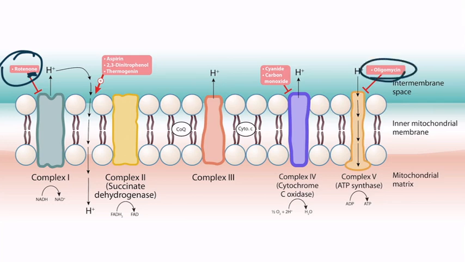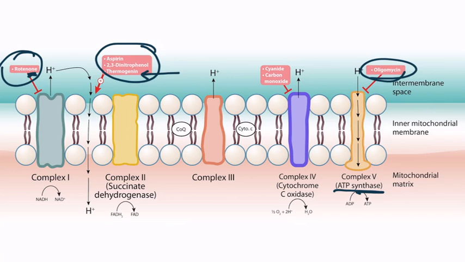Oligomycin, which you can see right here, is a macrolide produced by bacteria that inhibits ATP synthase. Aspirin, 2,3-dinitrophenol, and thermogenin, which you can see right here, are all uncoupling agents, which means they increase the permeability of the membrane to hydrogen ions. Recall that thermogenin, which you can see right here, is a compound that's present in brown fat. So all of these poisons essentially prevent the electron transport chain from creating ATP and instead result in the production of heat.